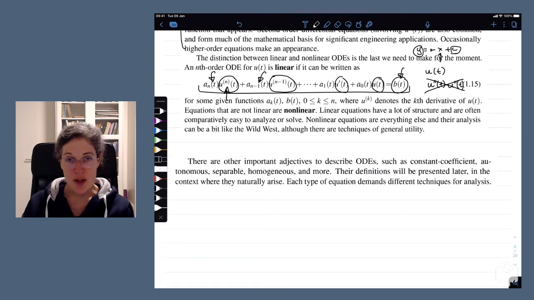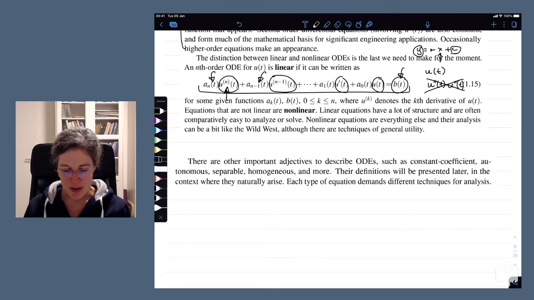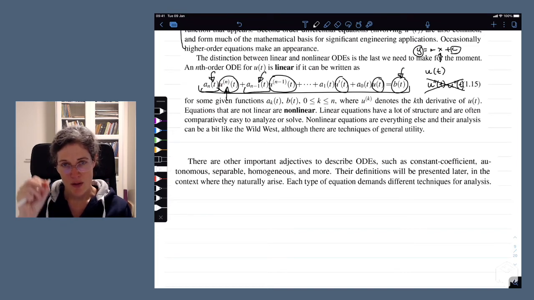So we've got lots of other important adjectives that we'll learn as we go along. So you will learn about constant coefficient. No surprises here. It's when these coefficients over here don't depend on time, they're constant. Autonomous we'll learn probably later today. Separable we'll definitely learn later today. Homogeneous and more. But it makes sense to learn them as we go along. So what I would recommend for this course is that you start making yourself a little dictionary of all the vocab, because it is relevant and it gets used wherever differential equations are. So knowing about it is important.